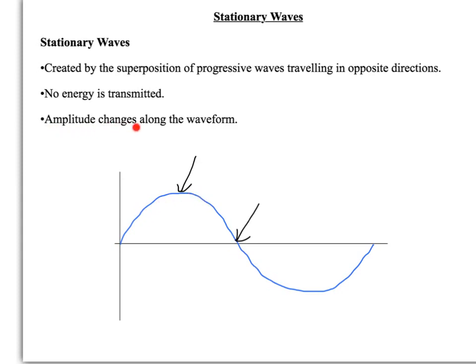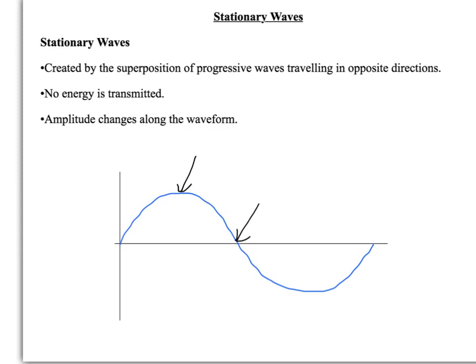And the key thing is the amplitude changes on the waveform. So this here isn't the only amplitude. This is an amplitude. This is an amplitude. This is an amplitude. So there's different amplitudes along the way.